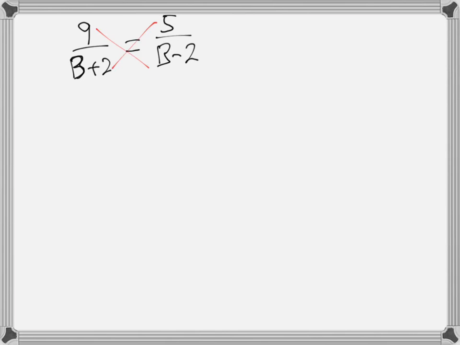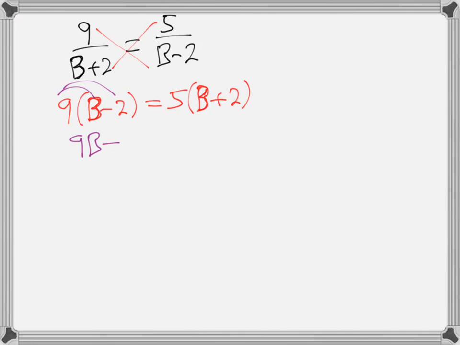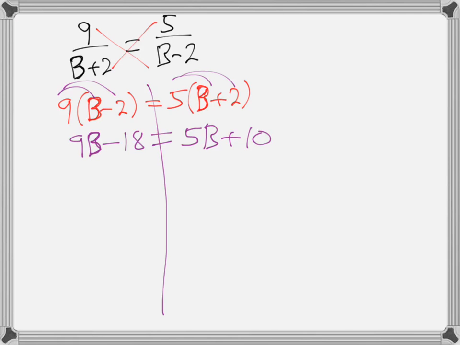Okay, so we go diagonal, diagonal. And then we distribute. Boom, boom. 9b minus 18 is 5b plus 10, right? Okay, and how do we solve? This is not an x squared, is it? So we don't have to worry about all that. Get a zero, none of that, right? That's just when you have b squared or x squared. I don't have that. I just have regular b.